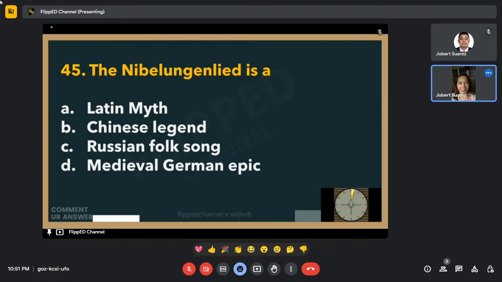The Nibelungalied. Kapag nahihirapan kayong banggitin ngayon, alam niya na. Nibelungalied is a blank. Okay, time's up. The correct answer for number 45 is letter D, medieval German epic. Perfect, kaguruan. Nakita ko lahat. Letter D ang sagot. Way to go.